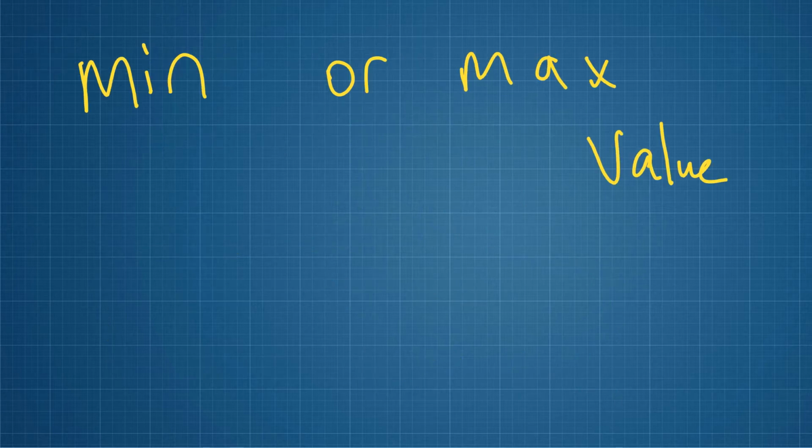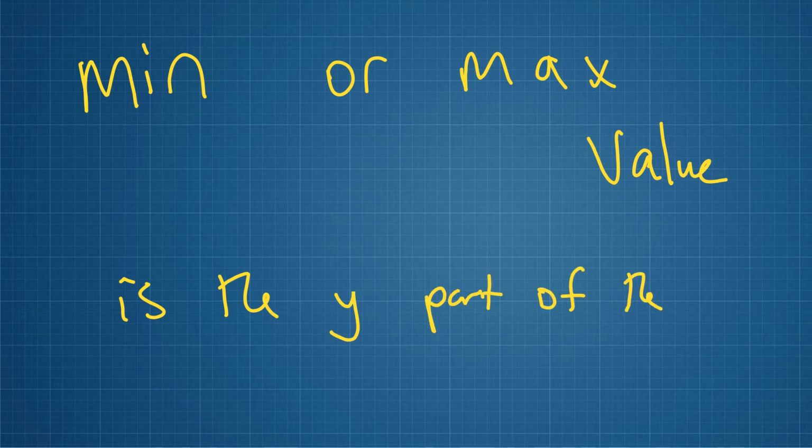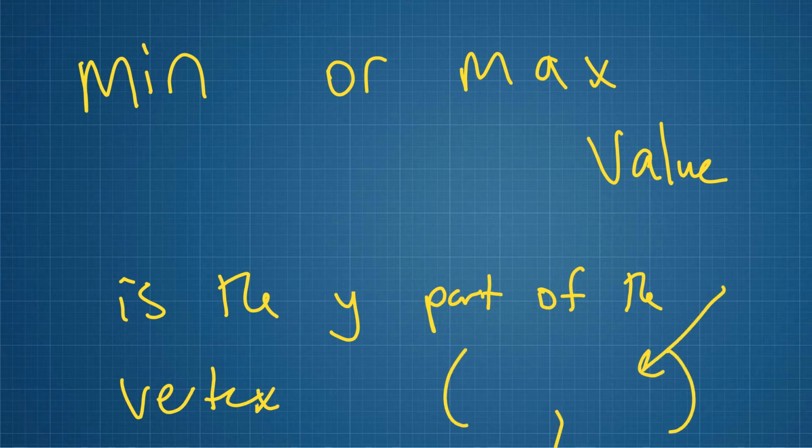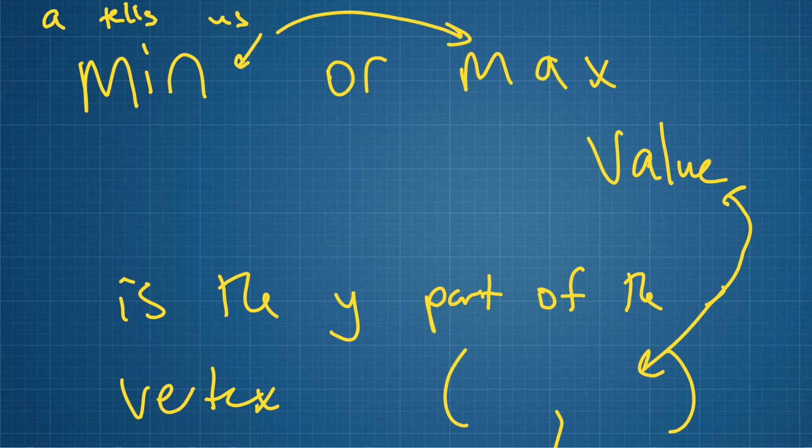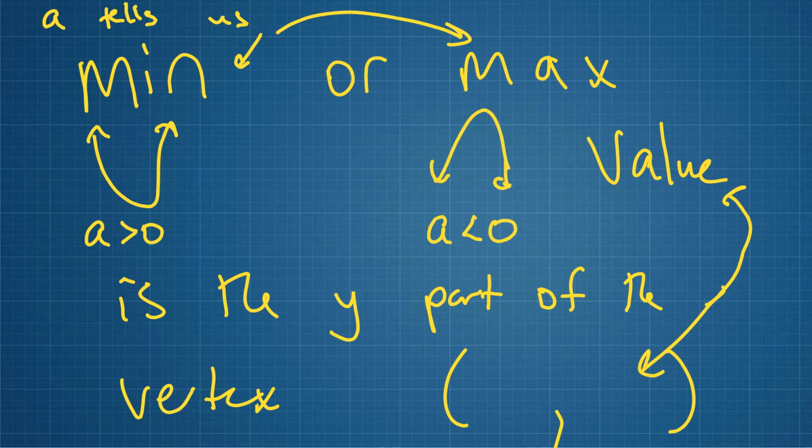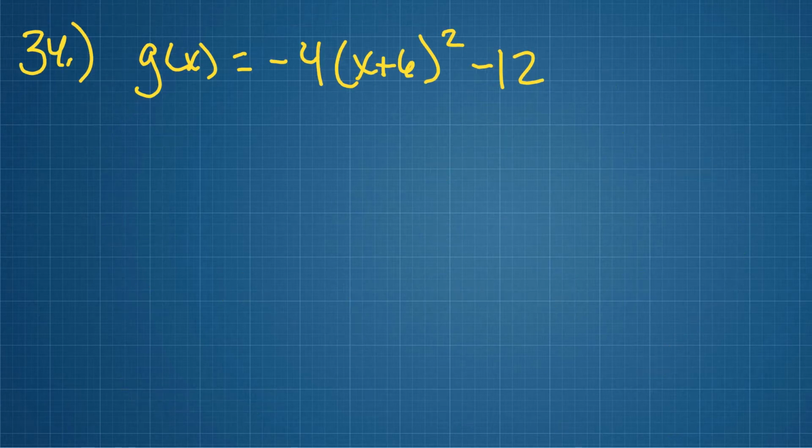So remember, min or max value is the y part of the vertex. So the y part, that's going to be our min or max value. Now remember, a tells us if it's going to be min or it's going to be max. Remember, if you have a smiley face, and that means a is positive, you're going to have a min. If you have a frowny face, that means a is negative, you're going to have a max. And that's how you determine if you have a min or a max. So if you can find the vertex, you find the y value of it, and then you look at a.